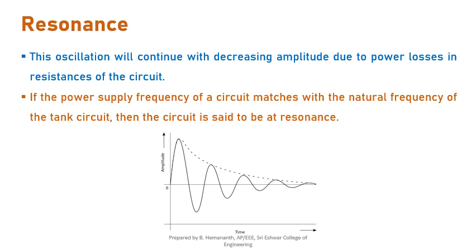Now, if the supply frequency of the RLC circuit is matched with the natural frequency of oscillation of this tank circuit, then you can say that the series RLC circuit is at resonance. So these are some of the basics about electrical resonance. Hope all of you have understood the concepts clearly. We will discuss resonance in series RLC circuits in the coming slides.